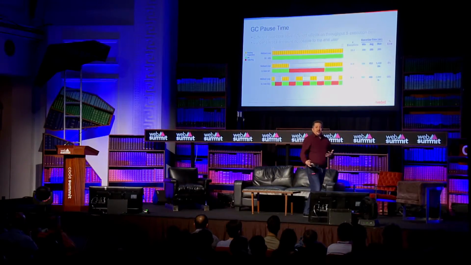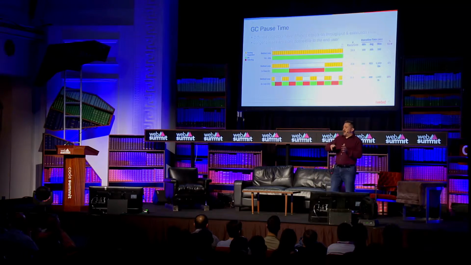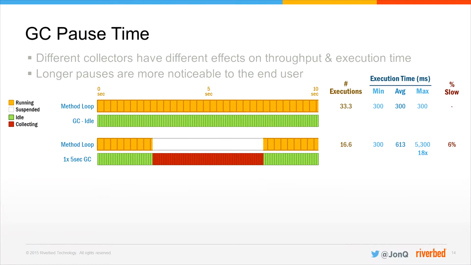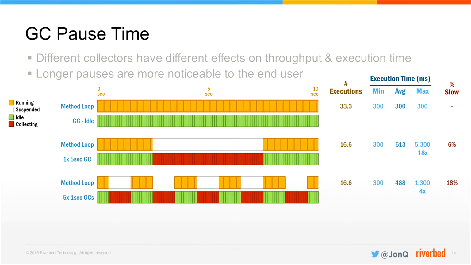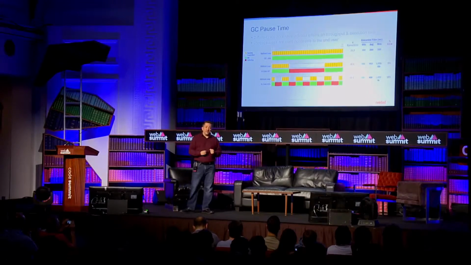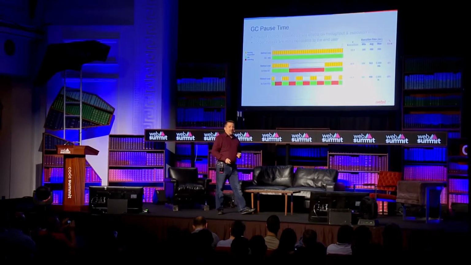If you pick some other GC mechanisms, you may have more but shorter pauses. In this example, I've gone up to 1,300 milliseconds, a 4x increase in that one method execution, and it's affecting 18% of transactions. So more users are going to be unhappy, but they're not going to be quite as unhappy.